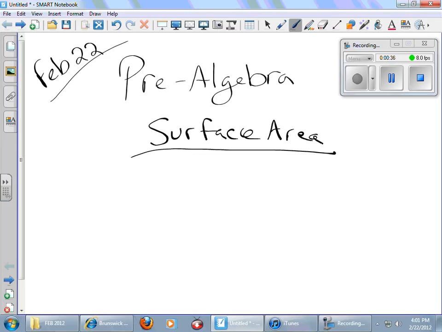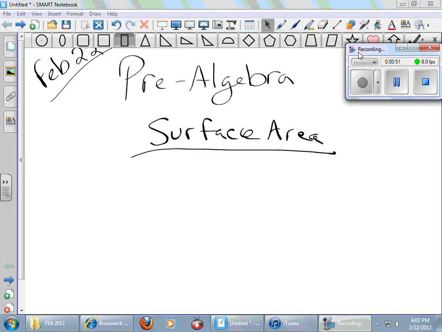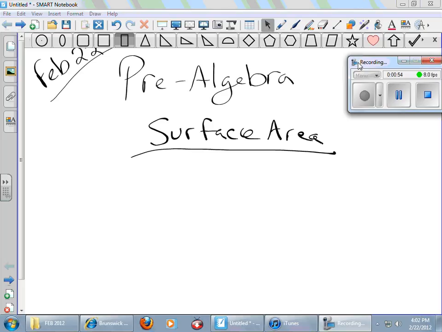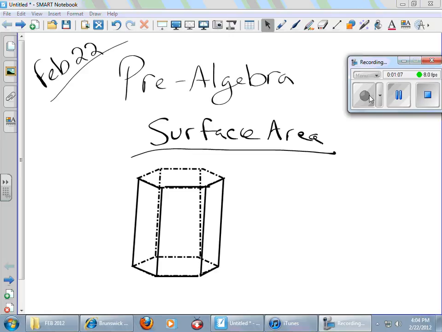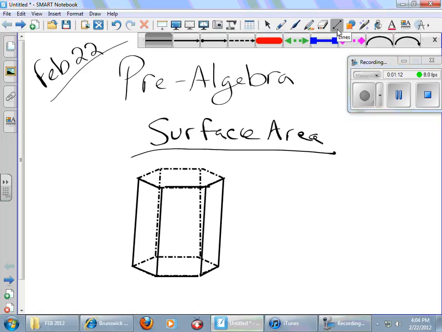It's area of surface. All you have to be able to do is to break a shape down into its polygons, a three-dimensional shape, break it down into its polygons or circles, then surface area becomes super duper simple. For example, let's say I had this hexagonal prism here. Remember, it's a hexagonal prism because the bases are both hexagons, right?